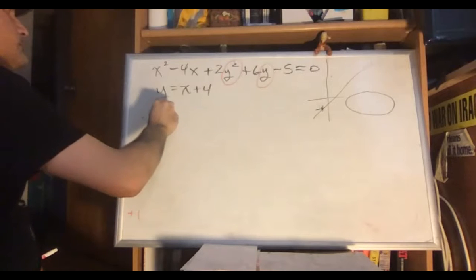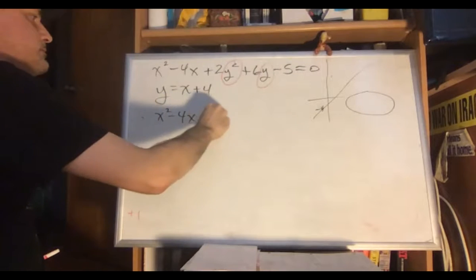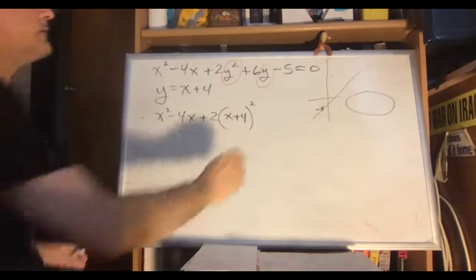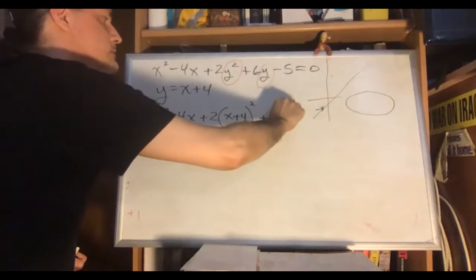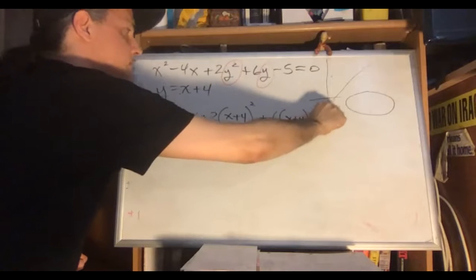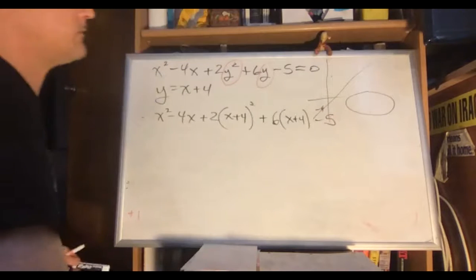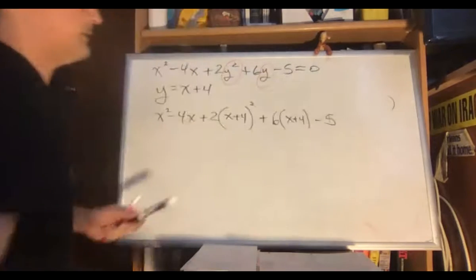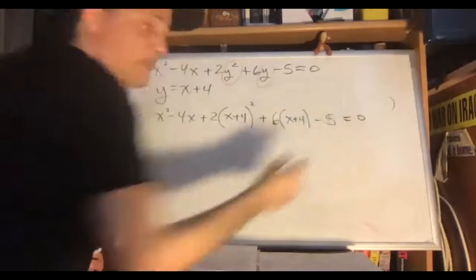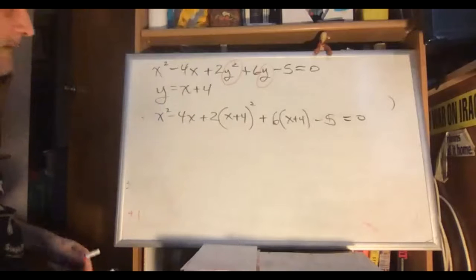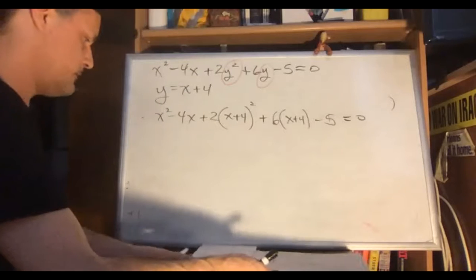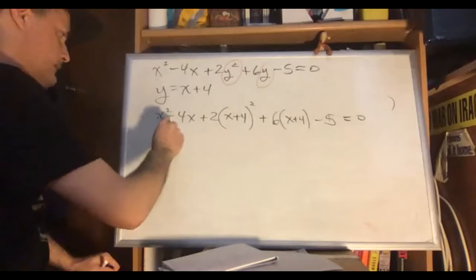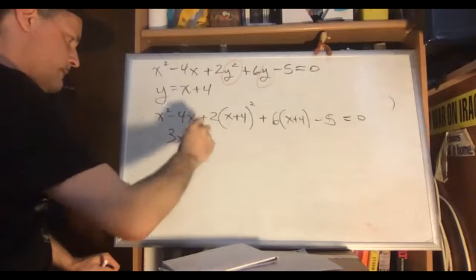All right, so we're going to have x squared minus 4x plus 2 times, in parentheses, x plus 4 exponent of 2. And then we're going to have 6 times x plus 4 minus 5. All right, I'm going to go ahead and erase this little picture over here. Okay, remember we're putting this equal to 0. All right, so it's just a matter of solving that. I'm going to save a little time. So what happens when you multiply all that out is you should get this.